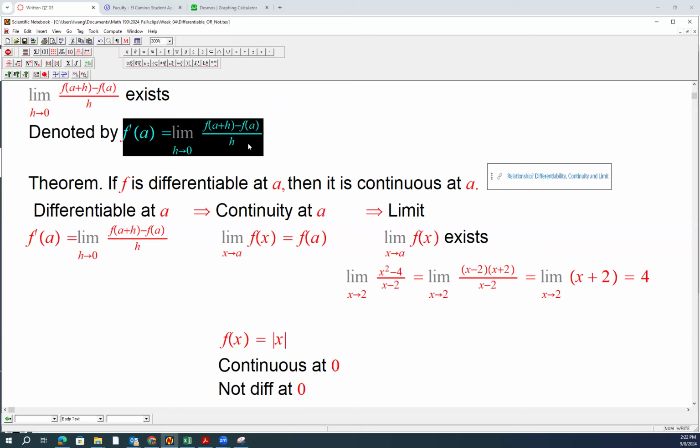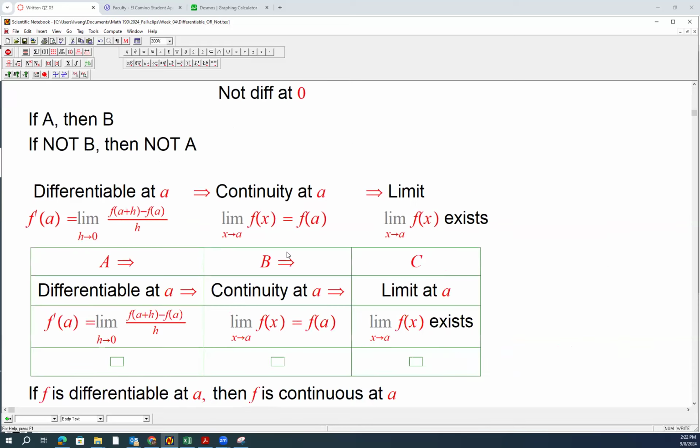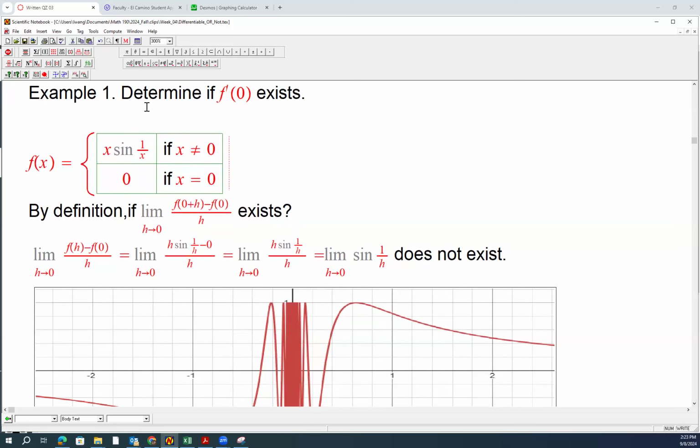So today I'm going to show you an example to observe this limit, to determine whether it is differentiable or not. So the first example is: determine if the derivative of f of x exists at 0. Rather, we can say: determine if f is differentiable at 0.